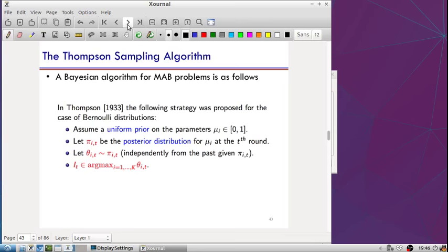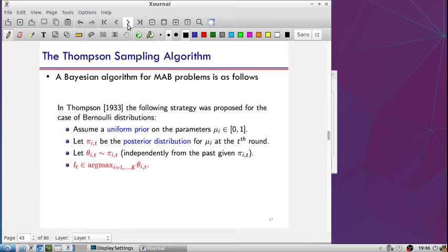Then let's say t rounds pass. Let's talk about what happens at round t. In fact, t minus 1 rounds pass, and you compute some quantity called pi of i comma t. Okay. What is pi of i comma t? That's going to be an object associated with each arm and round. And that object is going to be precisely the posterior distribution of what you believe the mean reward should be for arm i at round t.